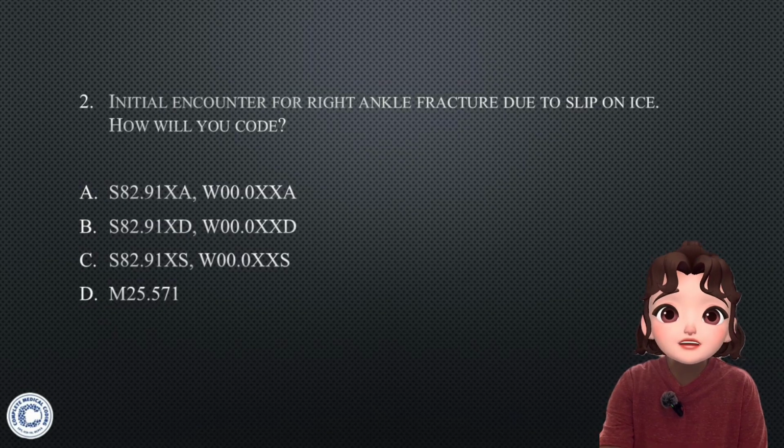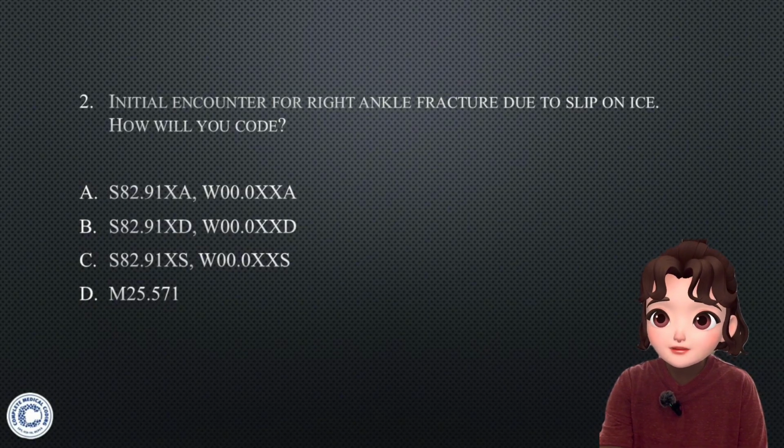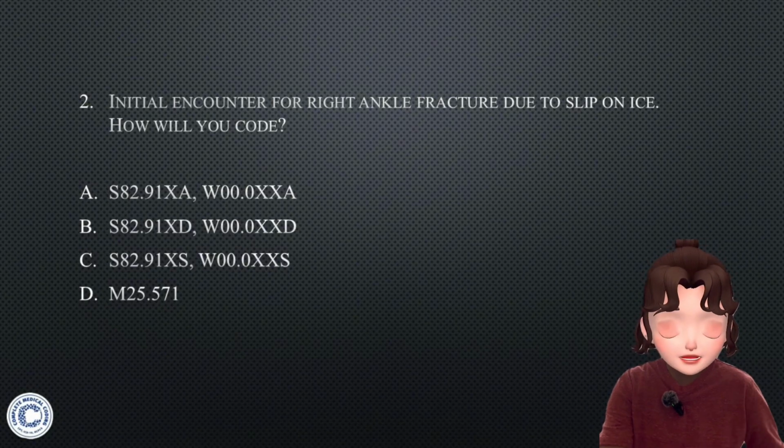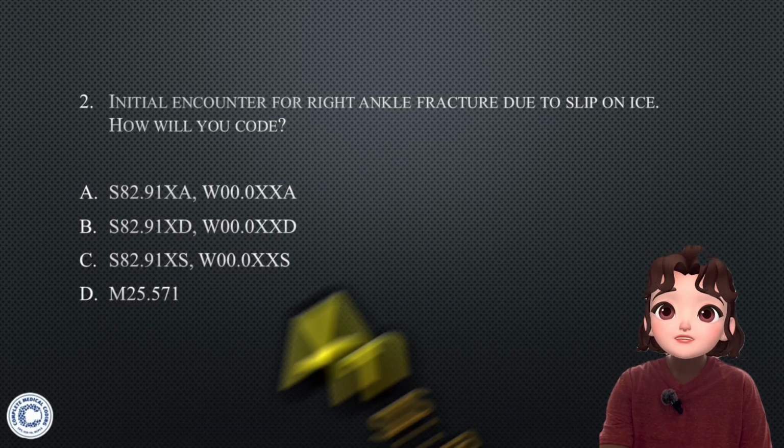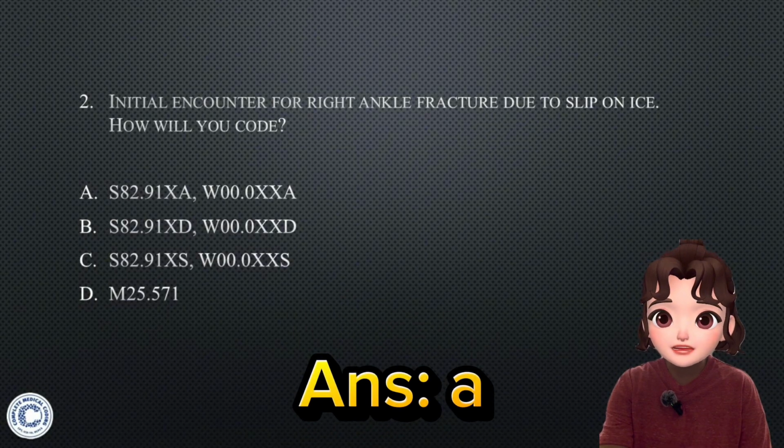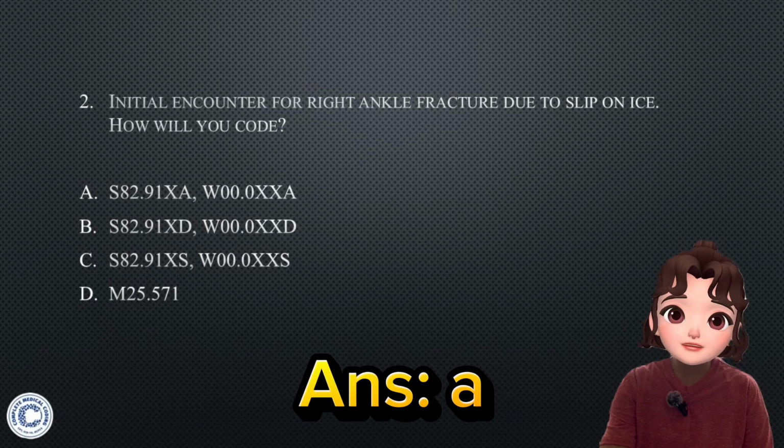S82.91XA, which is unspecified fracture of right lower leg, initial encounter. Yes, initial encounter, same. Okay, now if you go to the second code, W00.0XXA, fall on same level due to ice and snow, initial encounter. Yeah, slip on ice is mentioned.